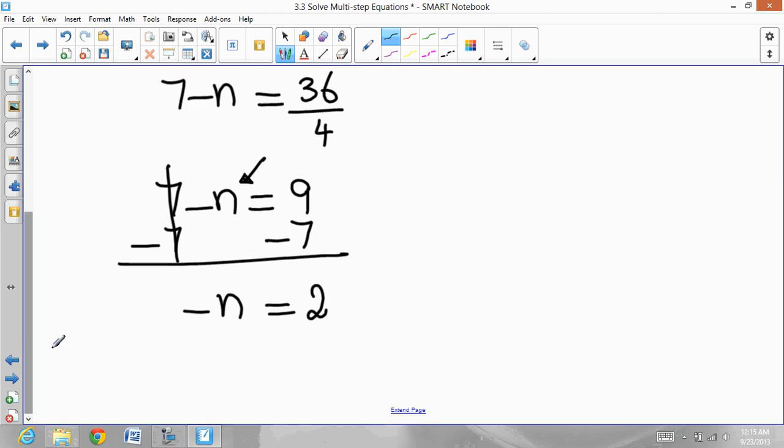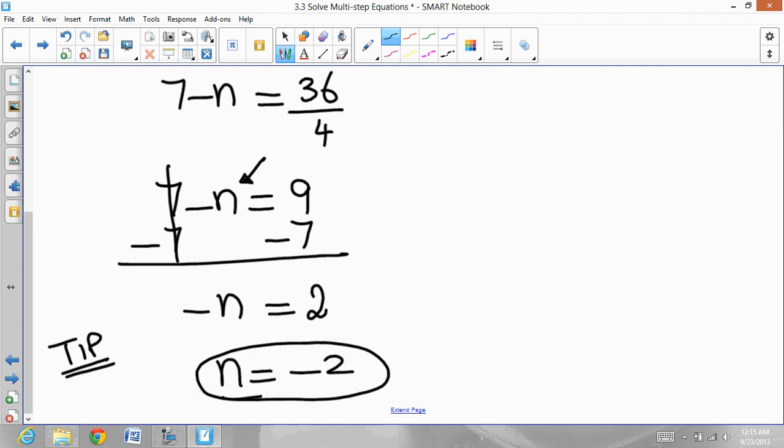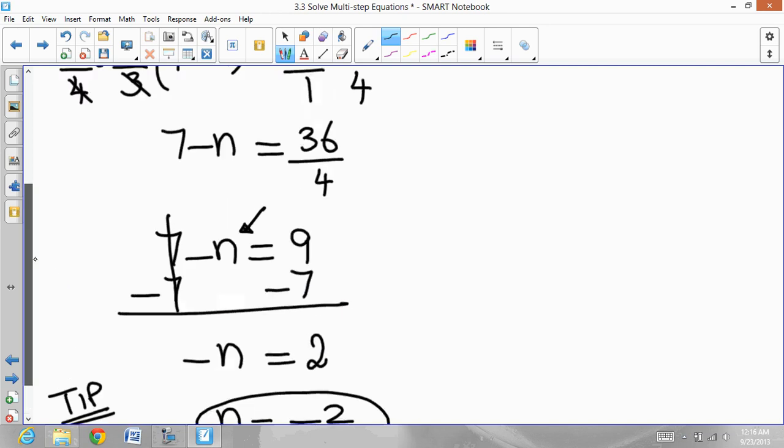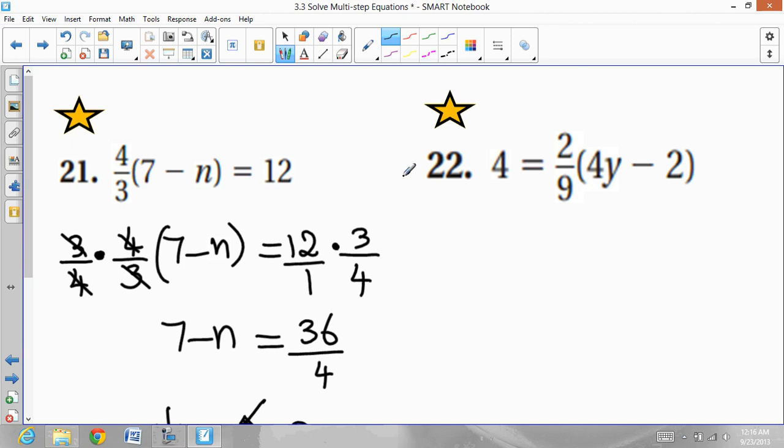Now focus on this tip. Negative n equals 2, which means n equals negative 2. Watch the way I took the sign and gave it to the other side. n is negative 2, or negative n is positive 2. Just a little shortcut. Let's focus on question number 22.